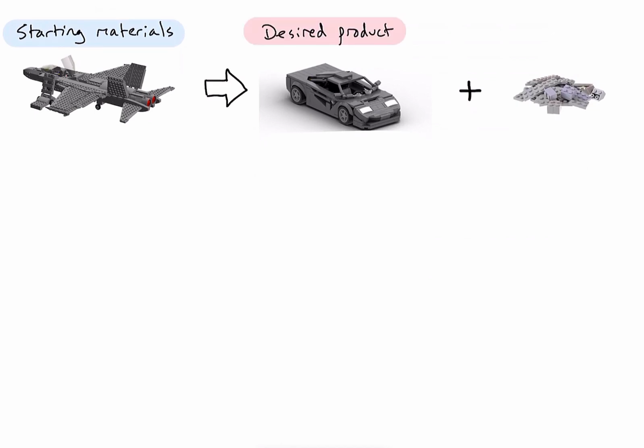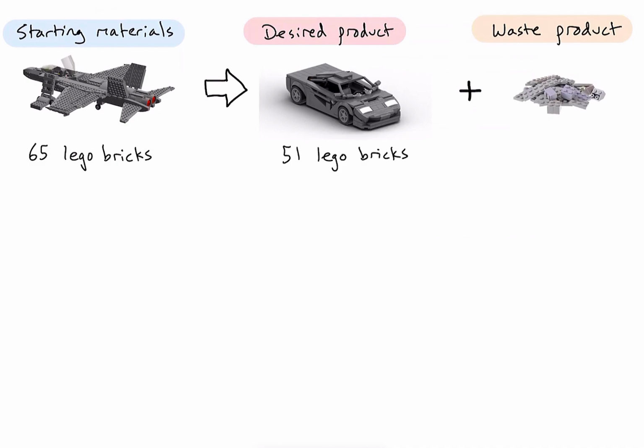And obviously, shown in the kind of equation type thing here, we've also got some waste product or some leftover Lego bricks as well. So let's stick some numbers in there. Let's imagine my plane contains 75 Lego bricks. My car actually only uses up 51 of those Lego bricks, and we're left over with 14 Lego bricks.